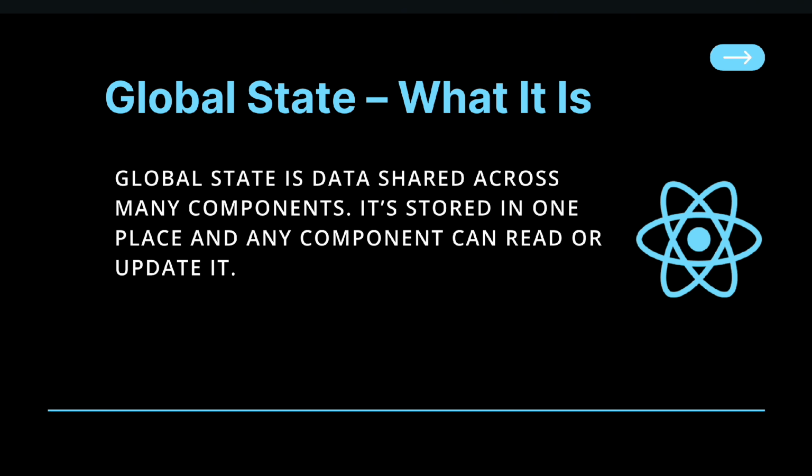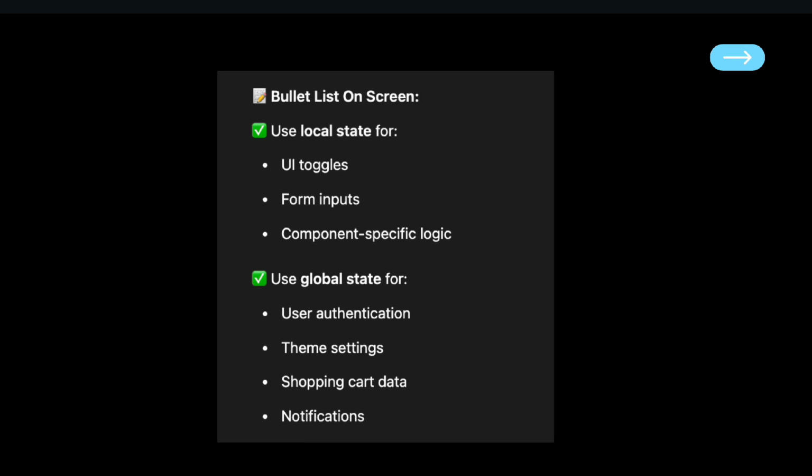So here we're going to talk about when to use your local state and when to use your global state. Use your local state for UI toggles, use your local state for form input, use your local state for component-specific logic. If you want to hide a particular component and show another component on a particular page, use your local state, and of course to get input.